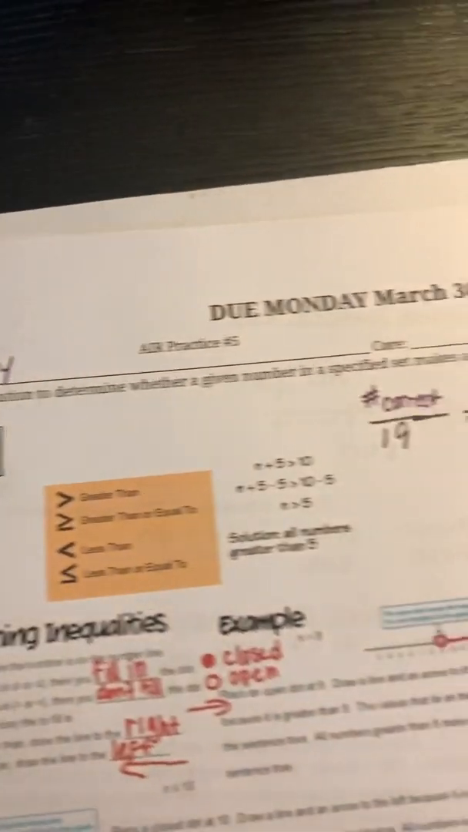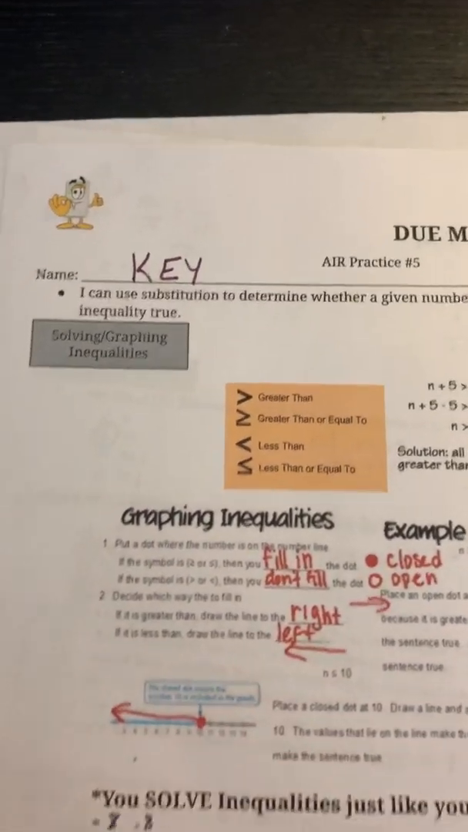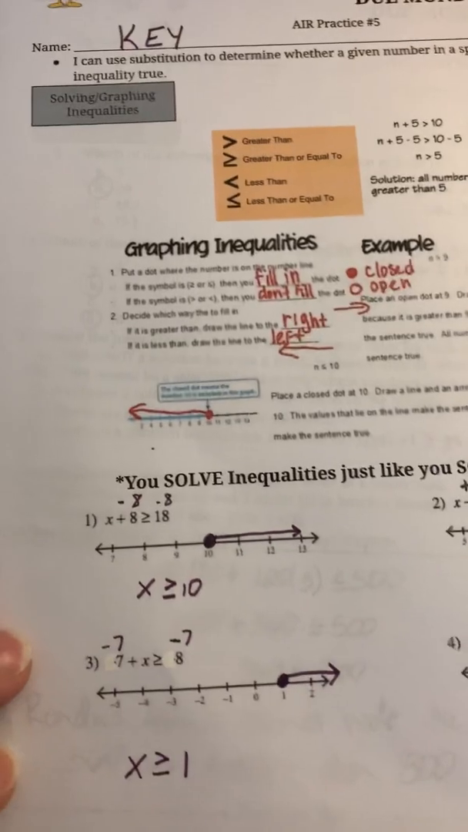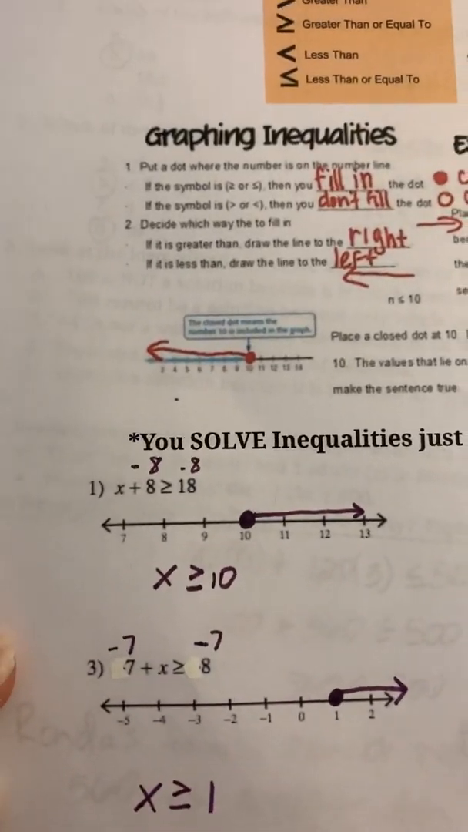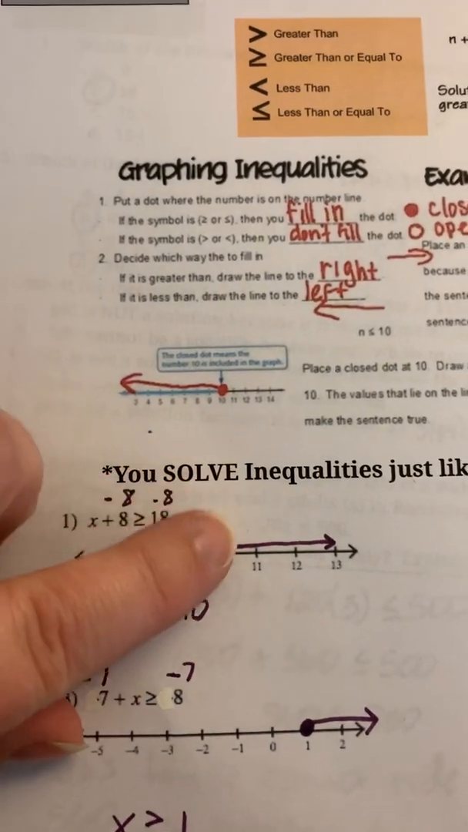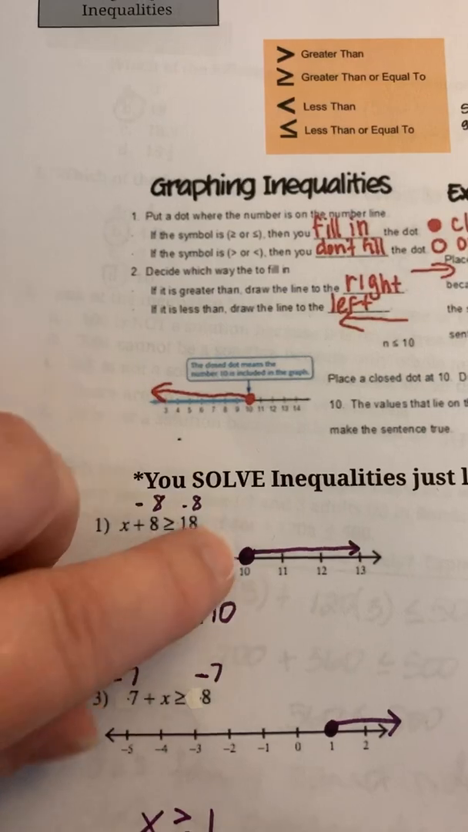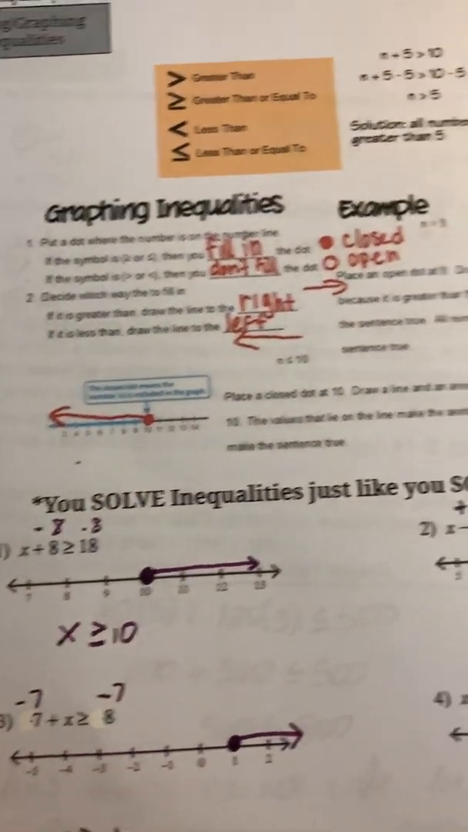This is the key for Air Practice 5. You are doing graphing inequalities. Number 1, the answer is x is greater than or equal to 10. So you are going to do a filled in circle because of the greater than or equal to. Your arrow should point to the right.